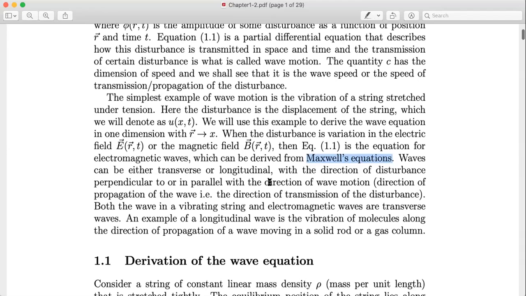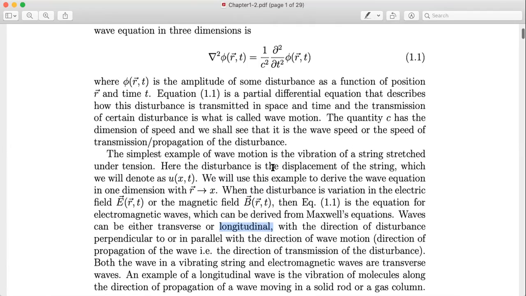And waves, of course, can be either transverse or longitudinal, in the sense that for transverse waves the direction of the disturbance will be perpendicular to the direction of the wave motion. That will be the case for the string. And it can also have longitudinal waves, where the direction of the disturbance will be parallel to the direction of wave motion, in the case of sound waves or pressure or density waves, where you compress or relax the material. Okay, so that's so much for the introduction.